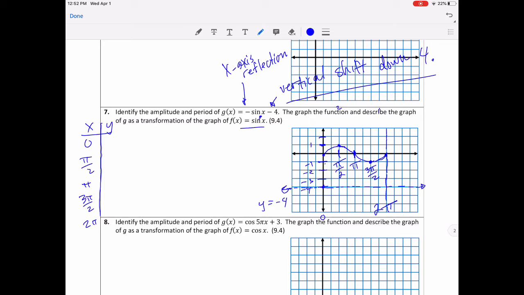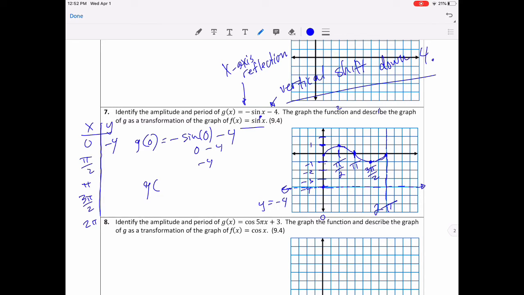So let's evaluate. G of 0, negative sine of 0, minus 4. Well, what's the sine of 0? Well, at 0, sine corresponds to y on the unit circle, and at 0, y would be 0. So negative 0 is just 0. 0 minus 4 is minus 4.